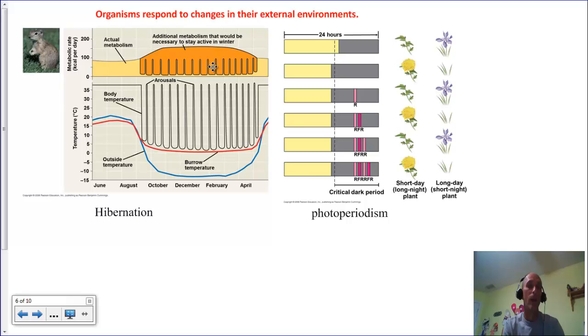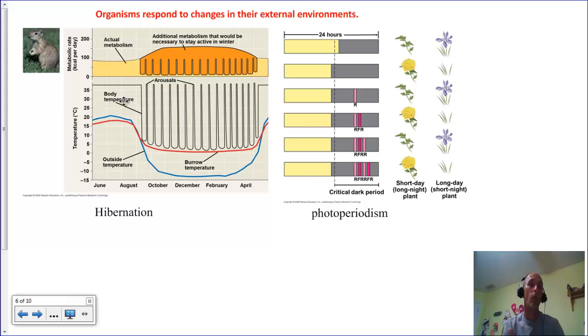So you can see here as the outside temperature drops, the burrow temperature stays about the same, drops a little bit, and then we can just kind of stay in there. Our body temperature drops, and then it goes back up again during these arousal phases. So hibernation is a response to changes in the external environment. So not just stuff happening inside the cell, but also outside.